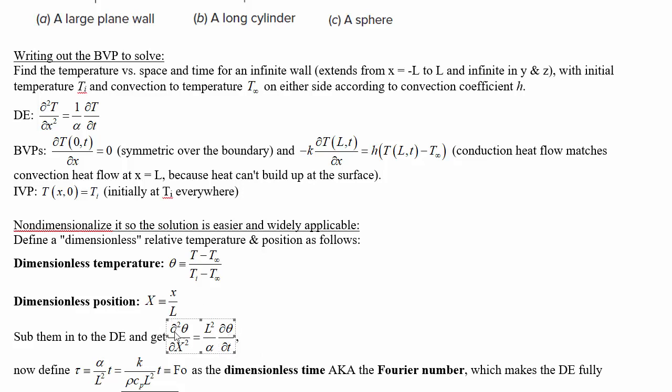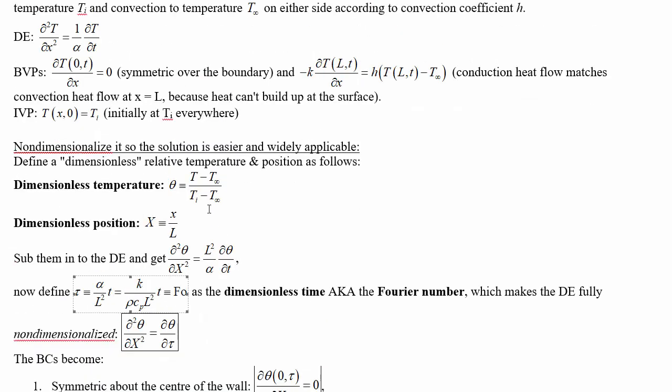So it becomes del squared theta by del dimensionless position squared is equal to L squared over alpha del theta by del time. We also want to define a dimensionless time. Now that we've substituted this in, we can see that a good choice to use for dimensionless time is tau is alpha over L squared t, so that when we substitute that in, the entire differential equation is just del squared theta by del x squared equals del theta by del tau. Tau, this dimensionless time definition, is also called the Fourier number.